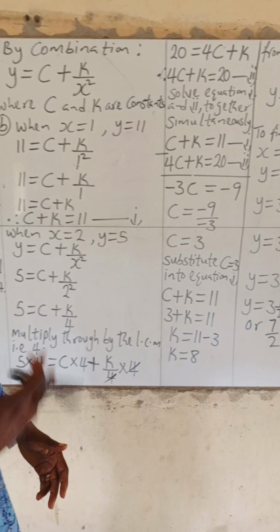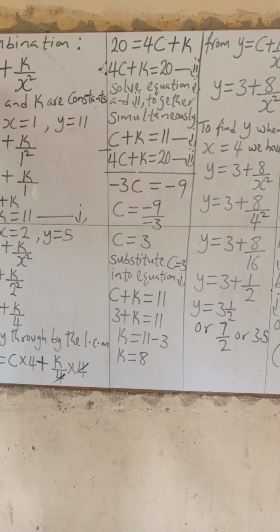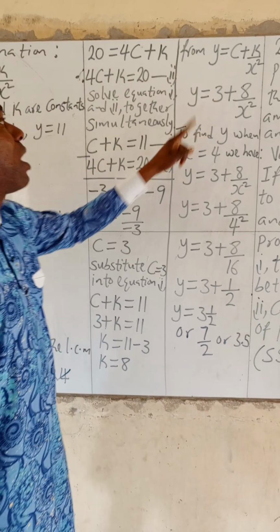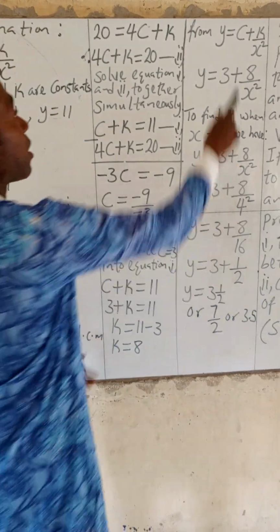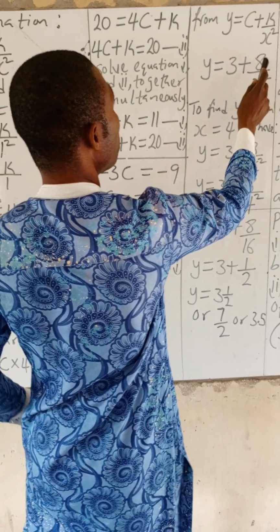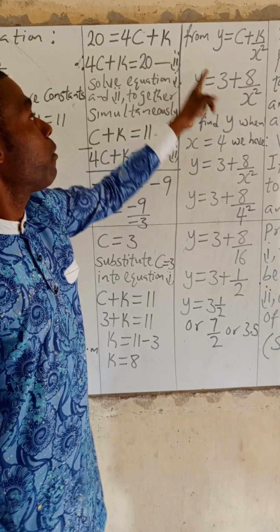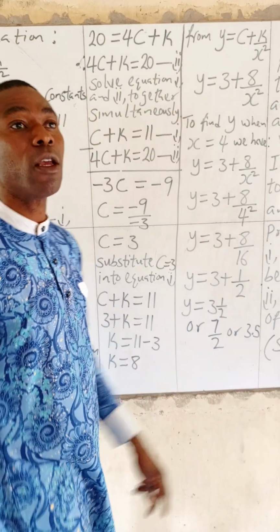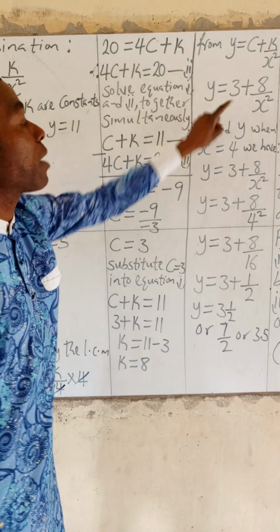So we'll now go back to that relationship. Remember from our former relationship, this is the relationship. So we are now going to substitute those values back. Where we have C, we are going to put 3. And where we have K, we are going to put 8. So this is the general relationship now, involving Y and S after getting the two constants. So any other question we want to solve, we will start solving from here.